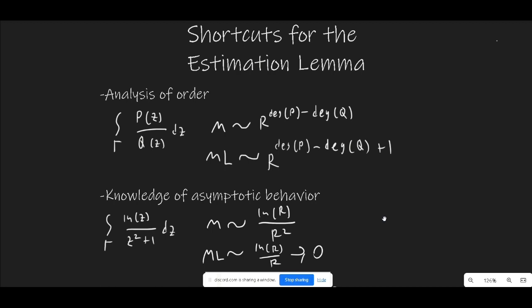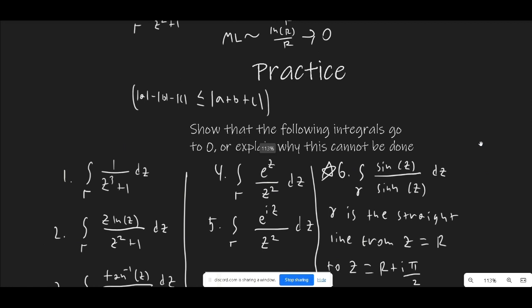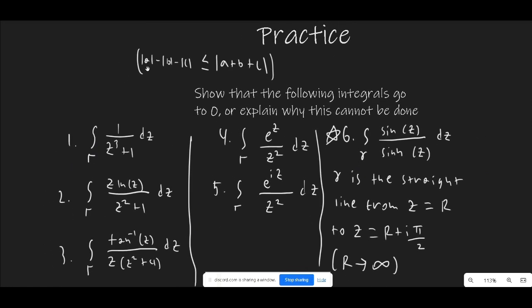Keep in mind that the triangle inequality here can be extended to higher numbers. So for example, modulus of a minus modulus of b minus modulus of c is less than or equal to the modulus of a plus b plus c. So here are some practice examples. Go ahead and try these problems. Number 6 is a little bit difficult, so don't worry if you can't figure it out. So go ahead and try these problems.